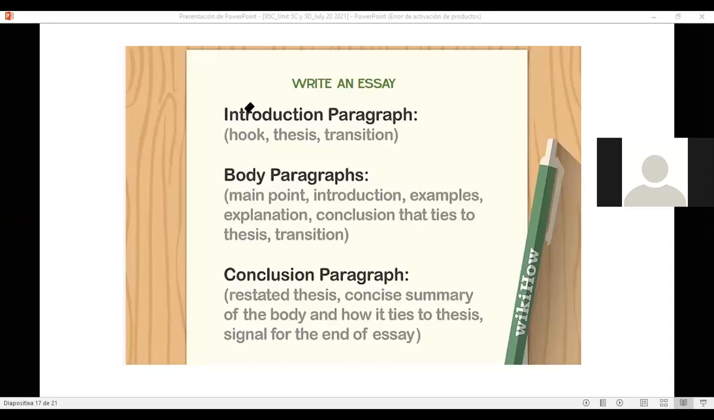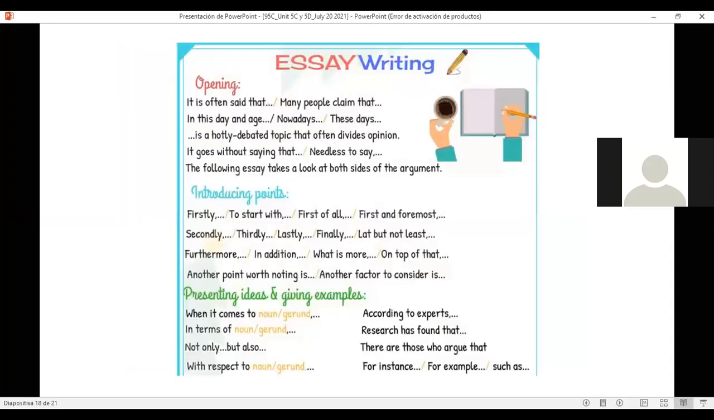That's it, okay? But you can also use some of these words in order to make your essay a little bit more interesting, okay?